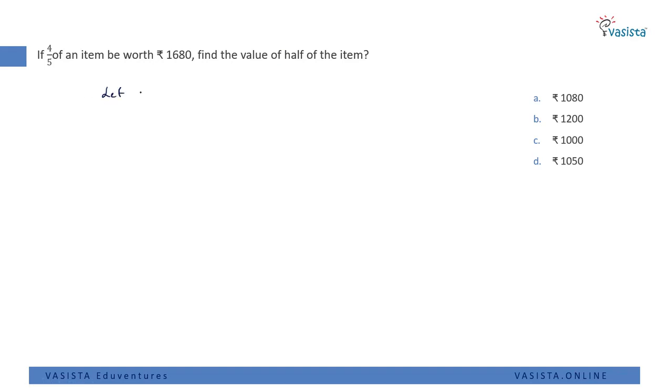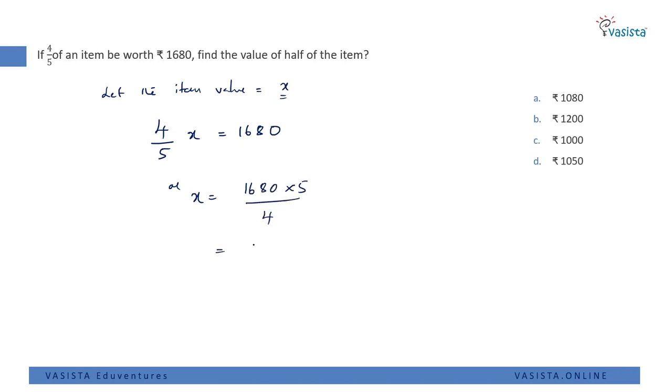So let the item's worth or value be x. Now 4/5 of x is going to be 1680. So x is equal to 1680 into 5 by 4.